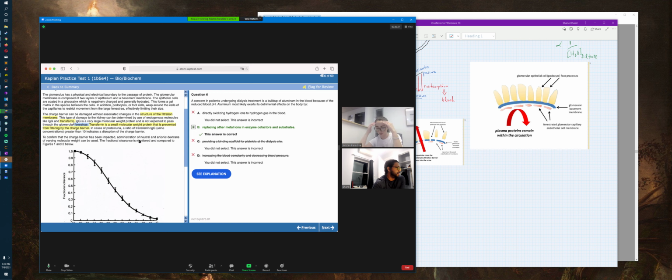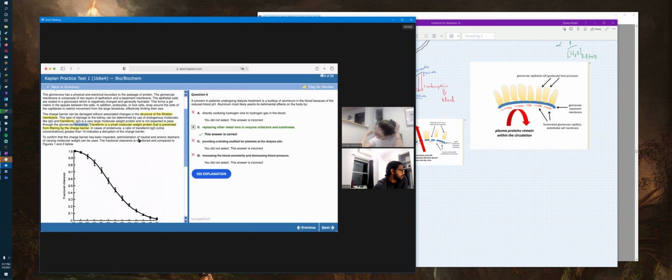IgG is large so it can't pass through, and then the transferrin is small, and the charge barrier is what makes it not correct. Good. I get what's happening. Yeah. I just don't get the graph, but I get the words.